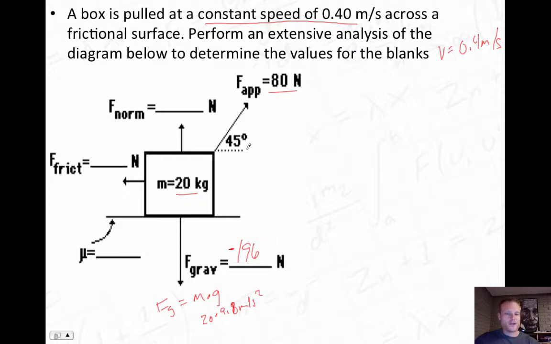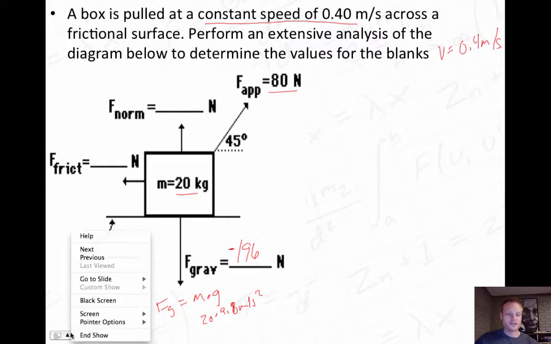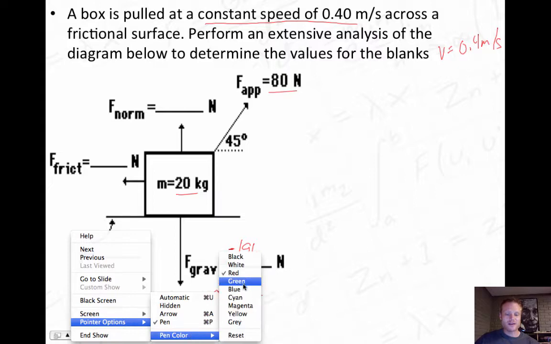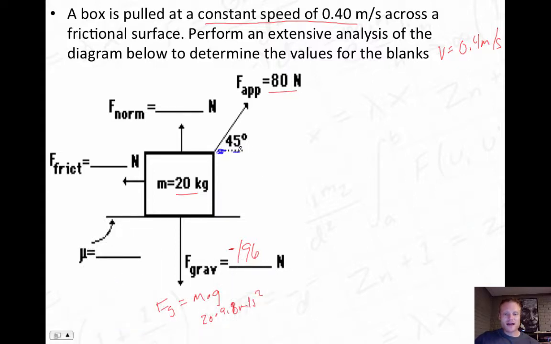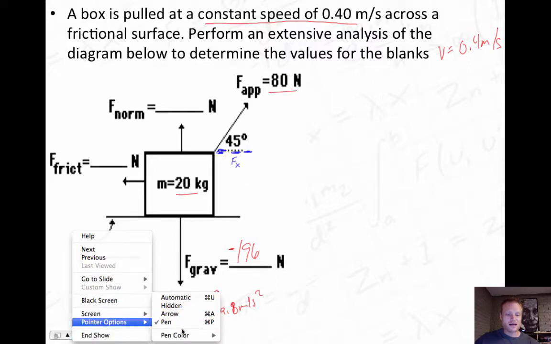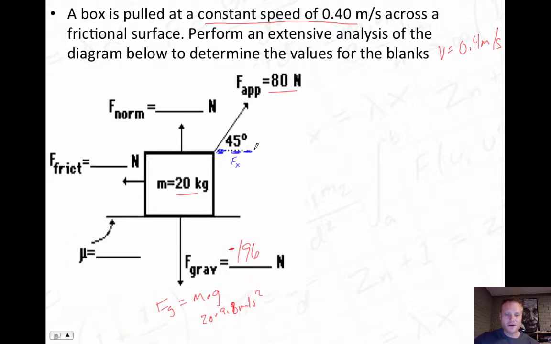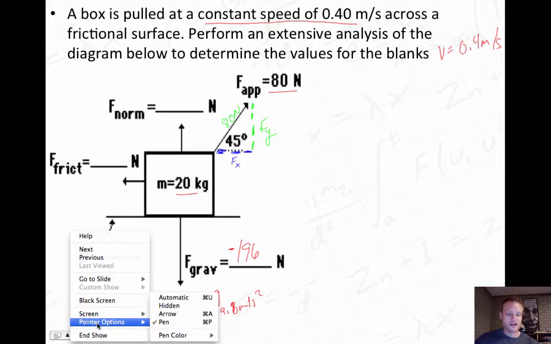I think before I can go any further, I'd like to break this applied force into x and y components. Let me change colors here a little bit just to spice things up. I'm going to make the x component, force sub x, in blue, and let's do green for the y component, f sub y. Hopefully that's visible. So I want to find out f sub x and f sub y. I know the hypotenuse is 80 newtons, and basically this is just doing some trig, right?